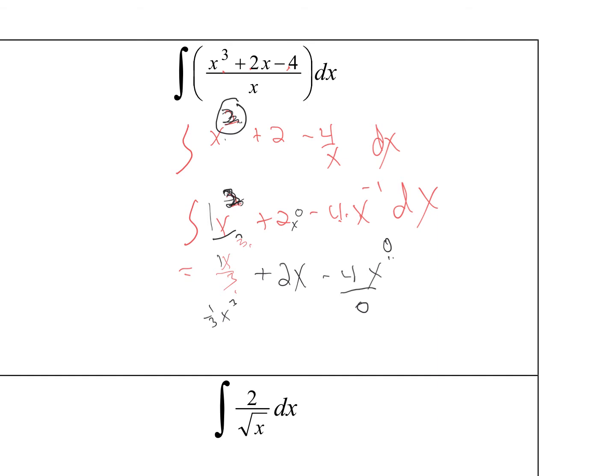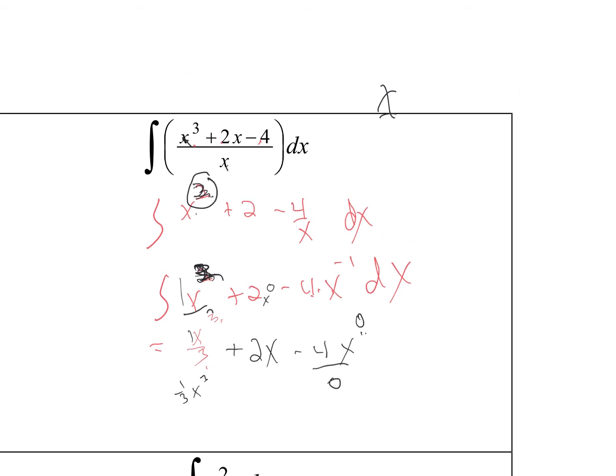Well, actually, it was down here. I already had that. X cubed divided by x is x squared. When I integrate x squared, I have to add 1 to the power and divide by it. That's what happened. Yeah, I get it.